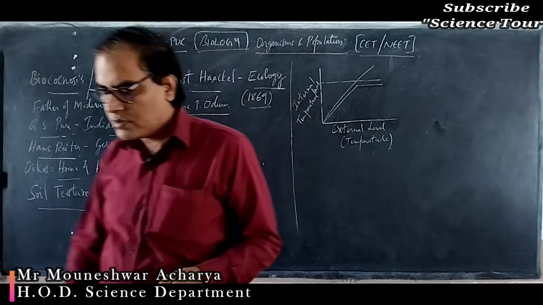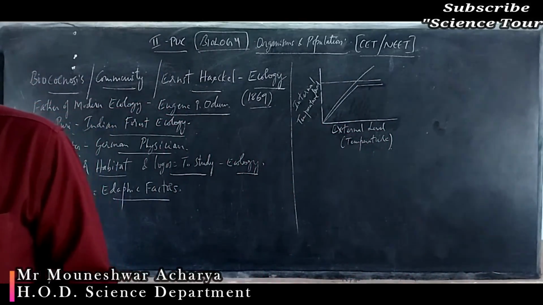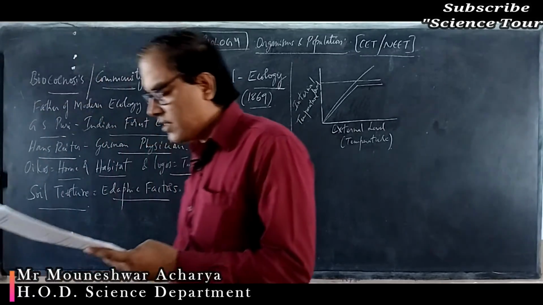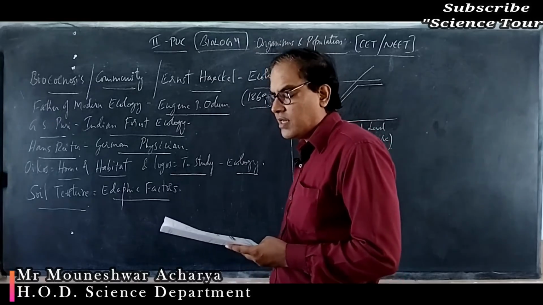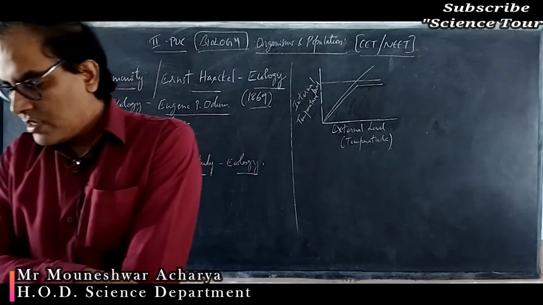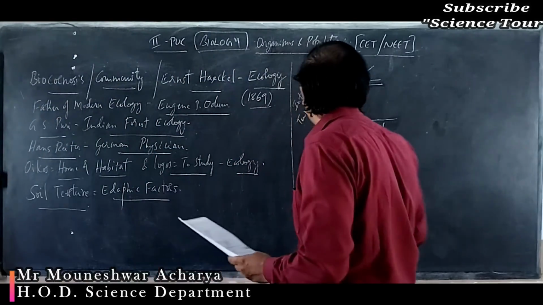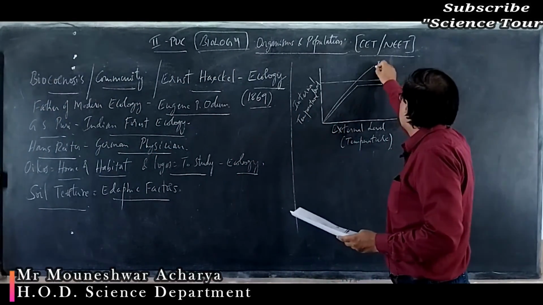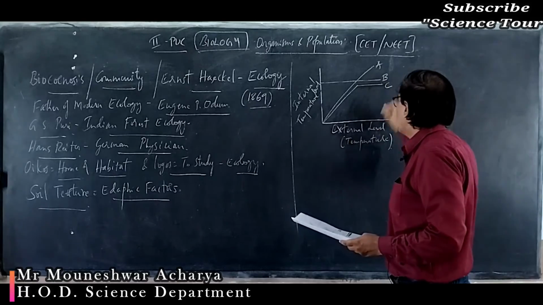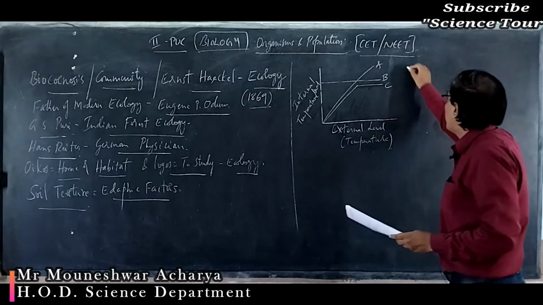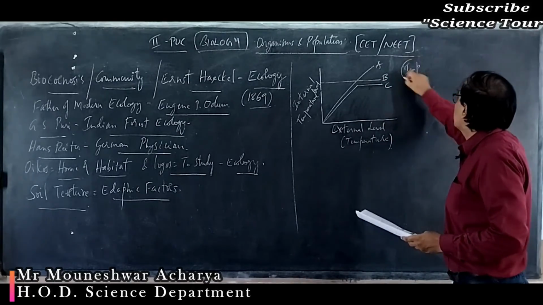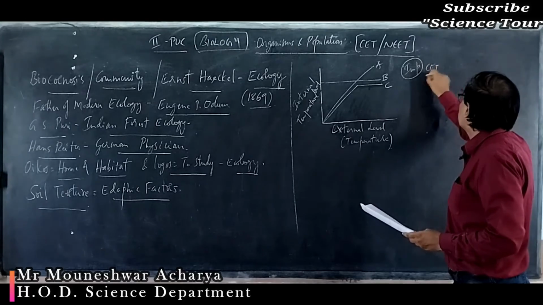Now, what do you mean by A? What do you mean by B? No, they are not labeled here. So just label A and B and C. This you label as A, this is B, and this kind of questions are important for your CET or NEET.